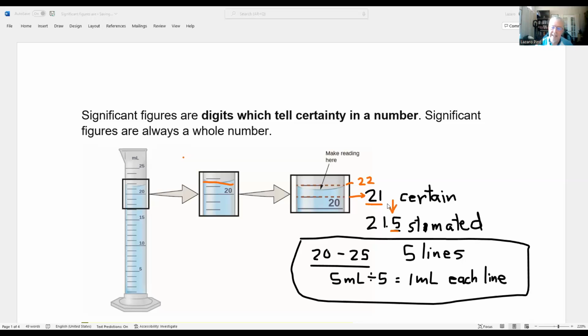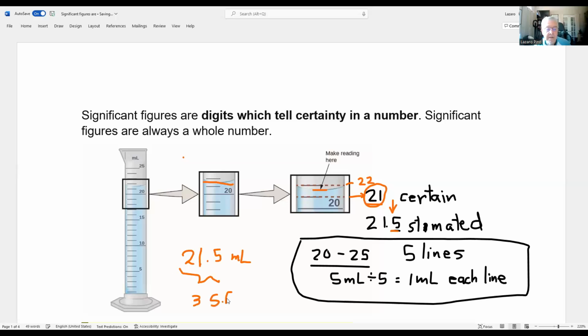Then we were saying that we are certain of 21. Okay, it works now. Okay, Victoria. We are talking about measurements and significant figures, and it depends on the scale that you are using. You can do the measurement with different scales, and the number that you obtain will be different. According to this scale, every line is 1 milliliter. Then the liquid is at this level, you say, I am sure that it is 21, but it's 5. Then the number that you give is 21.5 milliliters.